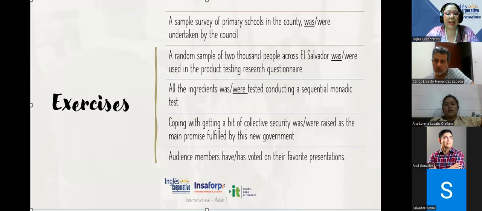Coping with getting a bit of collective security was or were raised as the main promise fulfilled by this new government.